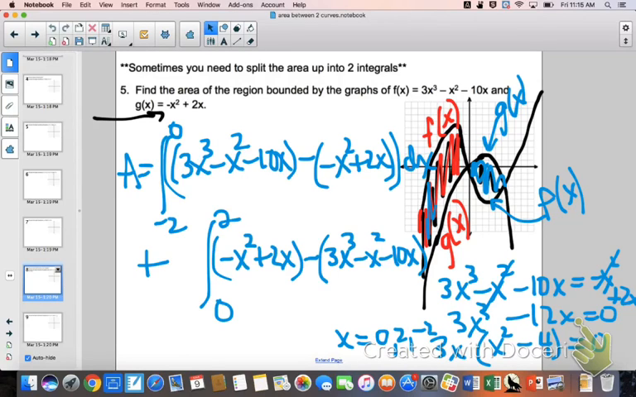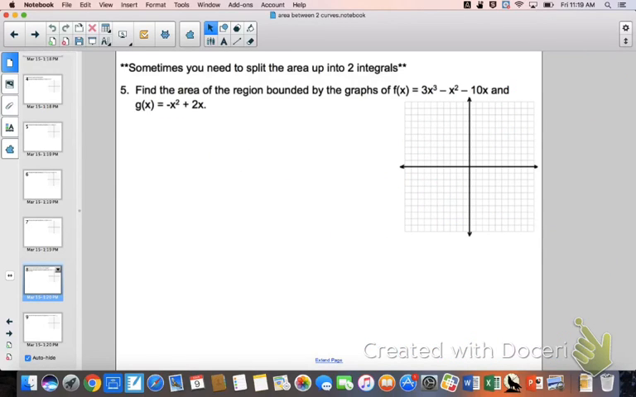I am confident in your algebra and calculus abilities that you can then figure that out: combine your like terms, integrate, plug in, and get your answer. You should get 24 when you go through that work. Okay. Alright, I believe we have one more. Oh, a couple more. Alright.